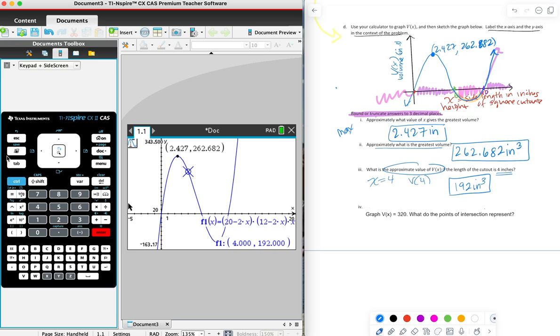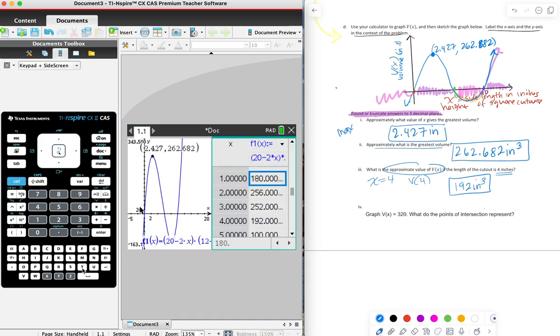So how do you use the table? We're going to escape to get out of what we just had. So the graph trace is gone. I pushed ESC, escape. So to get the table, I can go Control T, and then I can scroll down to number 4. When the input value of x is 4, then I see a table value of 192.